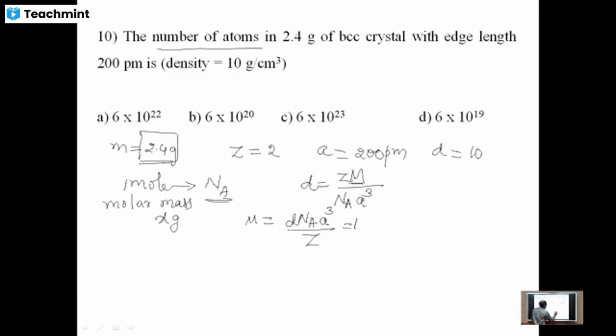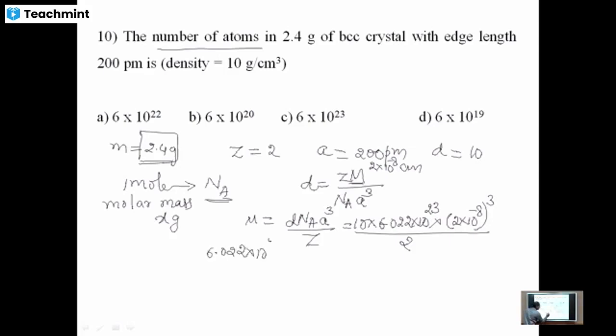Density is given. It is 10. Avogadro number is 6.022 into 10 to the power of 23. And edge length a is 200 picometer. Let me write it as 2 into 10 to the power of minus 8 centimeter, and it is a whole cube, divided by Z, whose value is 2. So 10 into 6.022 into 10 to the power of 23 gives 6.022 into 10 to the power of 24.